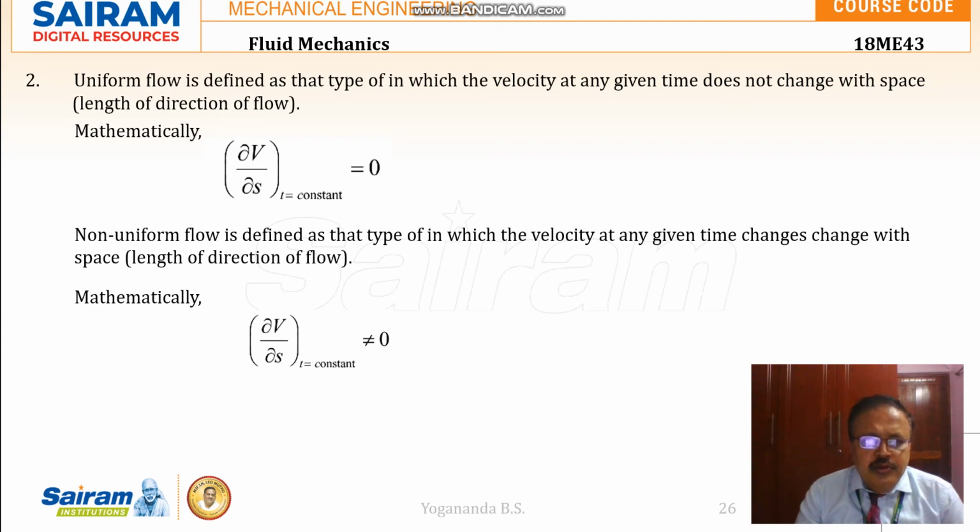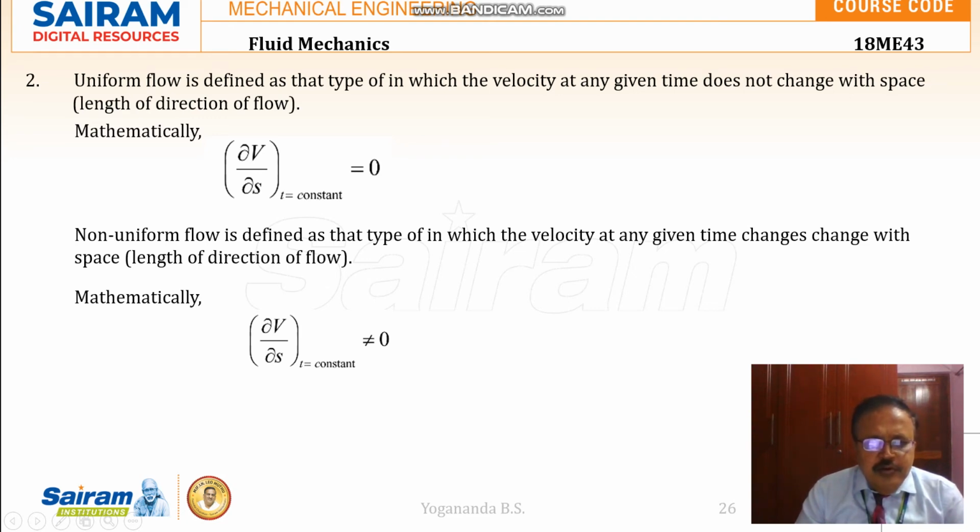Then uniform and non-uniform flow. Here the uniform flow is the type of flow in which the velocity at any given time does not change with respect to the space, in the entire length of the flow direction. So the velocity will not be changing at any given point of time. So del V by del S, that is velocity with respect to the space, that is the length of direction of flow, there is no change in the velocity.